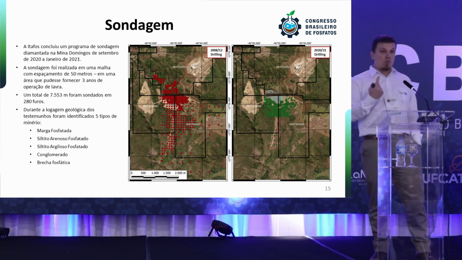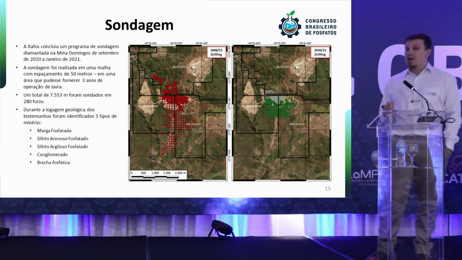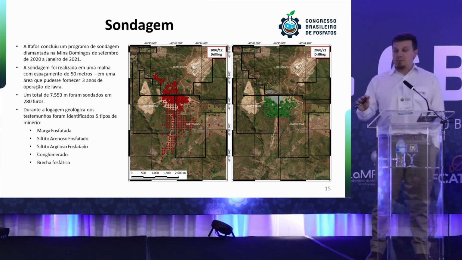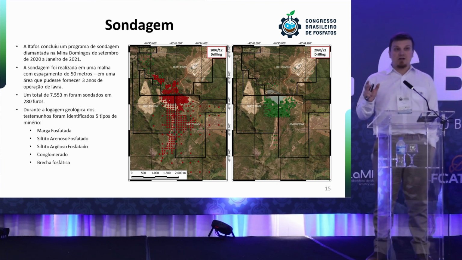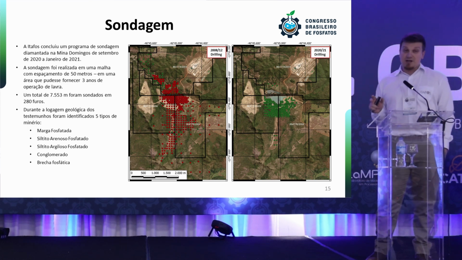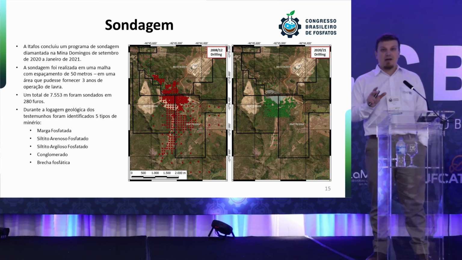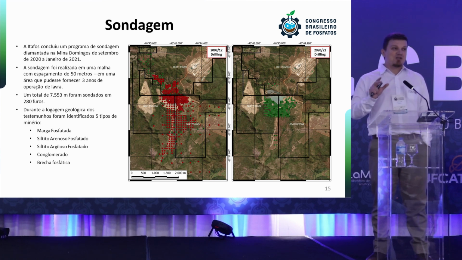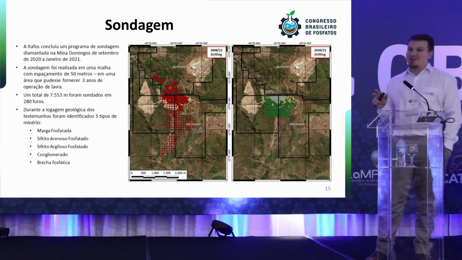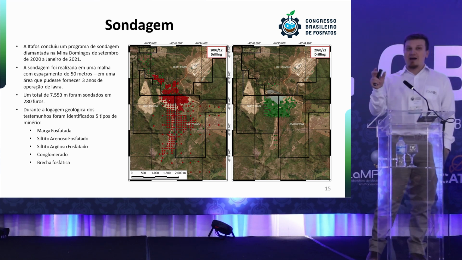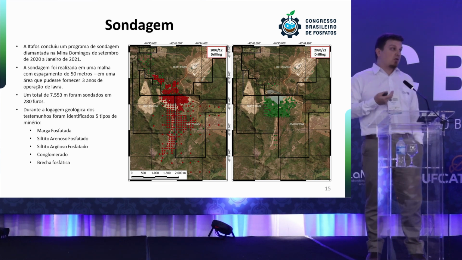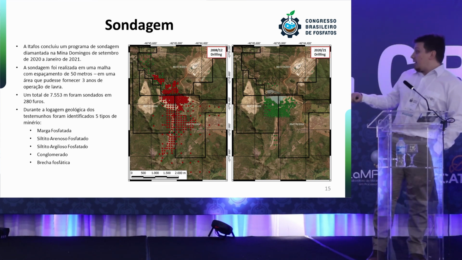Phosphated marga, and so phosphated clay and sand siltite, and conglomerate that became our most important unit when it comes to volume, and the phosphatic breach that we knew it was there, we knew it existed, but we didn't know exactly where it was. So the work that we did recently was to try to identify this phosphatic breach. And this is an important point, and it gave us operational freedom.